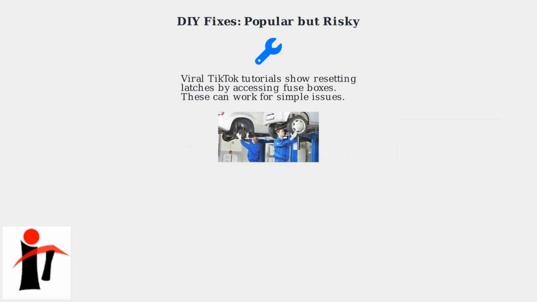There's a growing trend of DIY fixes for Tesla Model 3 rear door issues. Popular videos, like viral TikTok tutorials, demonstrate resetting latches by accessing the door panel's fuse box under the seat. These methods can sometimes work for minor problems.